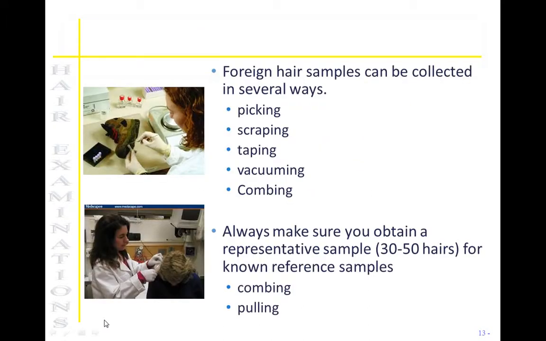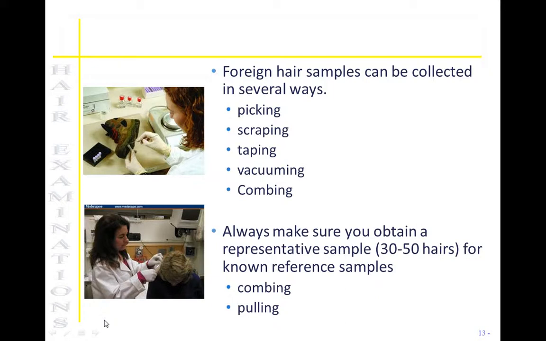For foreign hair samples, these can be collected in several different ways, either through picking with tweezers, scraping items down, taping, vacuuming, or combing areas. One thing to keep in mind with hair examinations, it's always necessary to have a known reference sample if you're going to compare it back to individuals. Known reference samples are usually between 30 to 50 hairs.